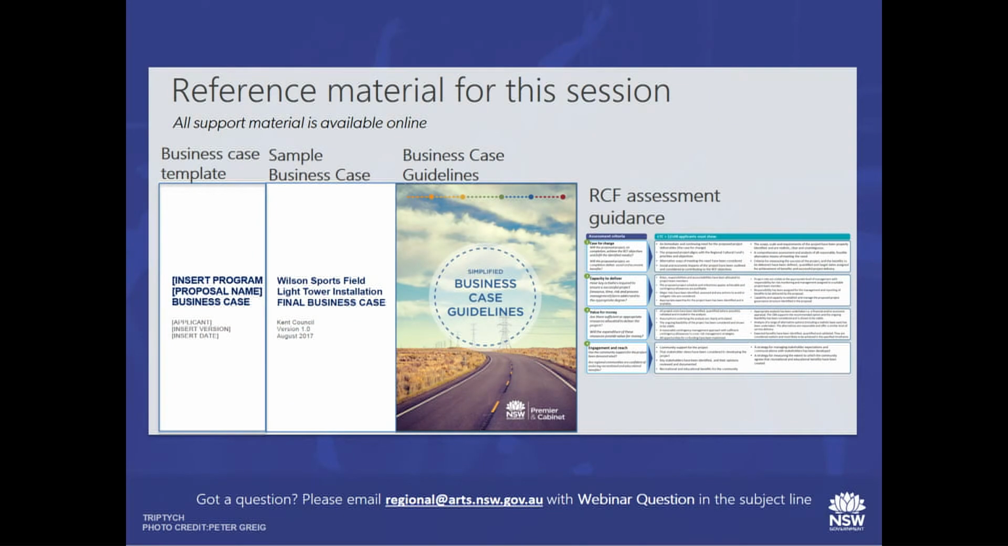Next to that, we've got the Wilson Sportsfield Light Tower installation by the fictional Kent Council. That one is a bit of guidance as to how you would fill it out. So if you're not sure how to structure a question or what actually needs to go there, that's a good resource to go to. We've also got the business case guidelines.